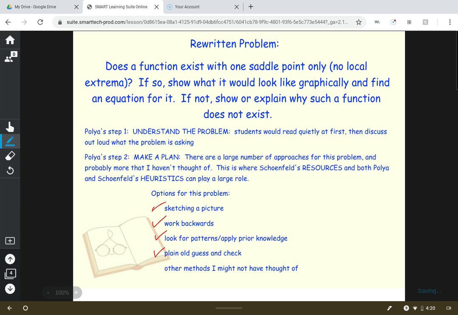They could do a guess and check. And in this case, if they did a guess and check, I would think they would do it by just using graphing software and just plugging in equations and see what works. And then, of course, students always come up with other methods that I have not thought of. So that's one of the beautiful things about this class is most of the students in there are way smarter than I am, and they can think of things that just wouldn't have occurred to me.